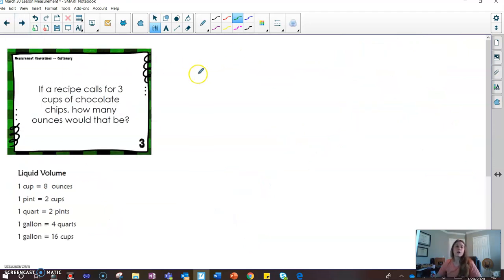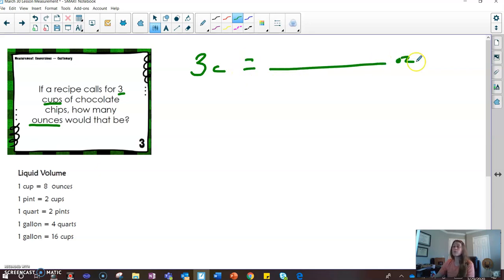If a recipe calls for 3 cups of chocolate chips, how many ounces would that be? Again, this is a single step problem. We have 3 cups and we're trying to figure out how many ounces. So the first thing I'm going to do is I'm going to write my conversion equation. 3 cups equals how many ounces? And when we see ounces in cups, we know that this is actually fluid ounces, even though they're not saying it in the problem. We know that's what it is. All right, step 1 says, am I going big to small or small to big?